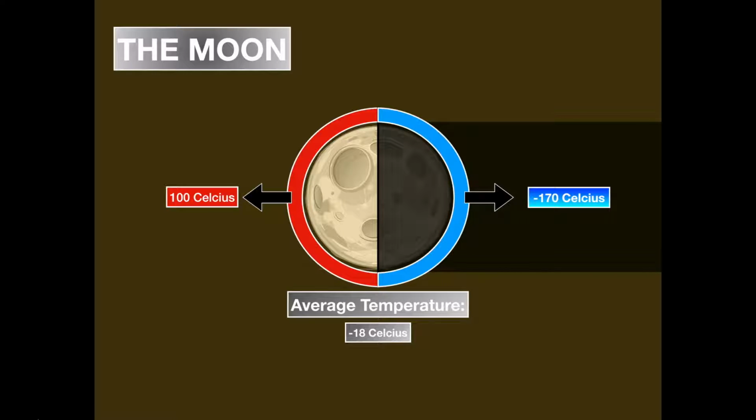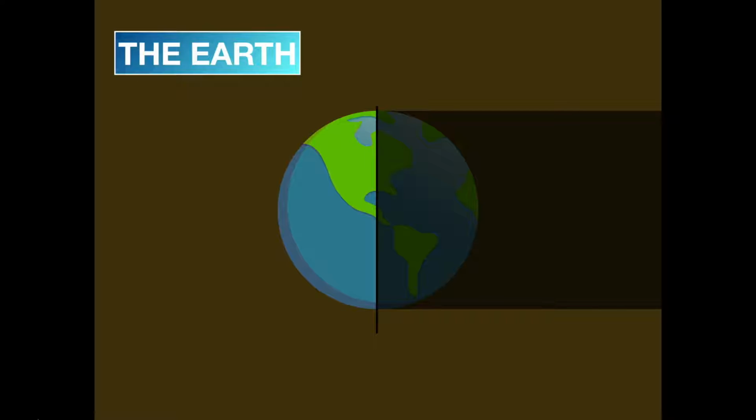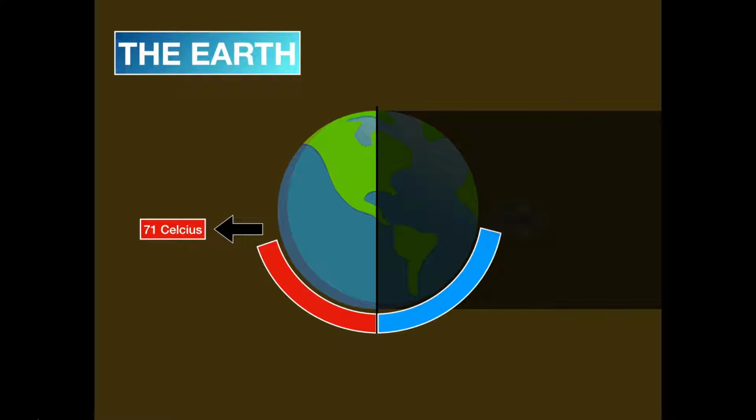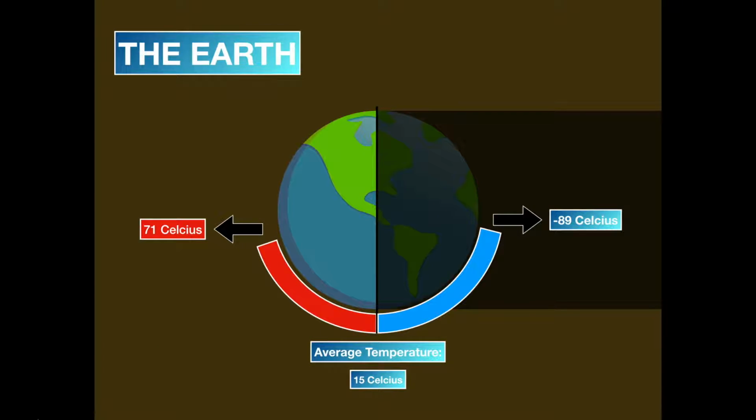If we compare this to the Earth, on the Earth, even during the hottest of days ever recorded, the temperature was a blistering 71 degrees Celsius, and the coldest temperature was somewhere around negative 89 degrees Celsius, for an average temperature of somewhere around 15 degrees Celsius, which is significantly more stable. So the hottest of hot is not as hot as the moon, and the coldest of cold is not as cold as the moon. The temperature is more stable.